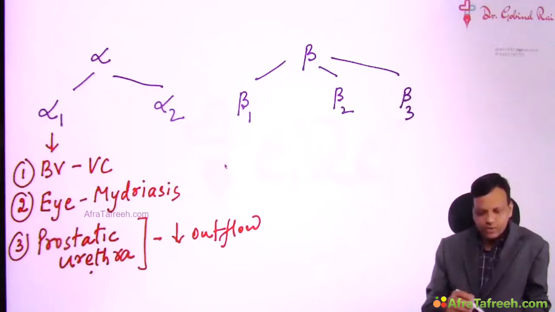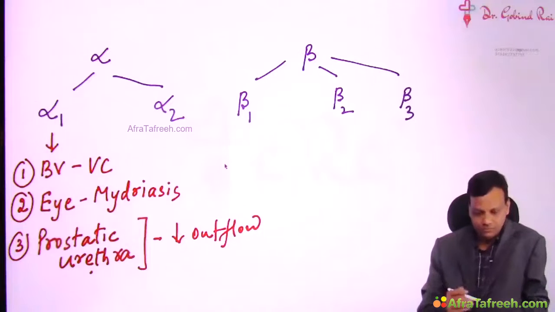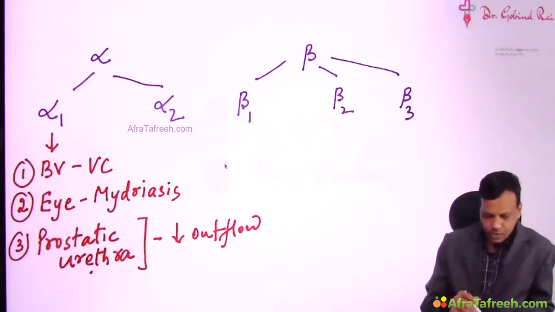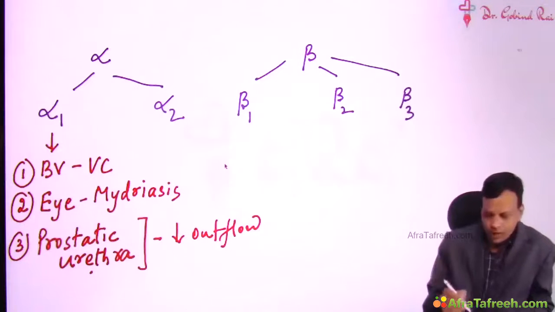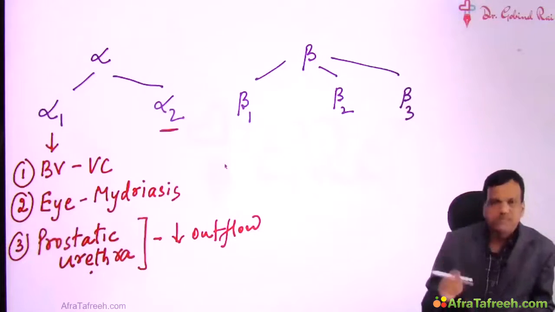So what will you like to do on alpha 1 in the treatment of BHP? Obviously we will like to block alpha 1 receptors. So alpha 1 blockers like prazosin are used for BHP. Clear? So alpha 1 is present at three main locations: blood vessels, eye and prostatic urethra. Now coming to alpha 2 receptors.